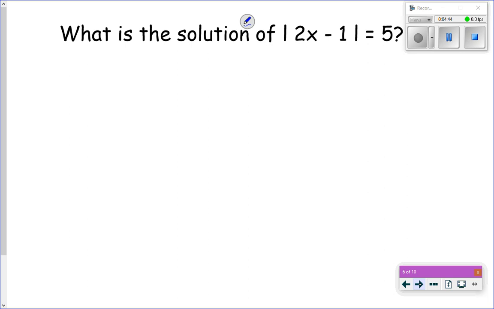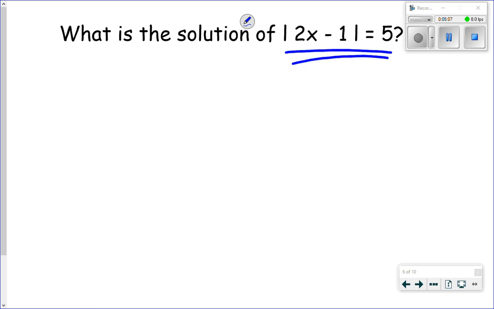So the question says, what's the solution of absolute value of 2x minus 1 equals 5? So this is my equation here. That's what I need to solve. So step 1 on your step sheet says to isolate the absolute value bars. Make sure they're on the side of the equal sign by themselves. Okay, is there anything outside of them? No. So that means we're ready to set up our cases.